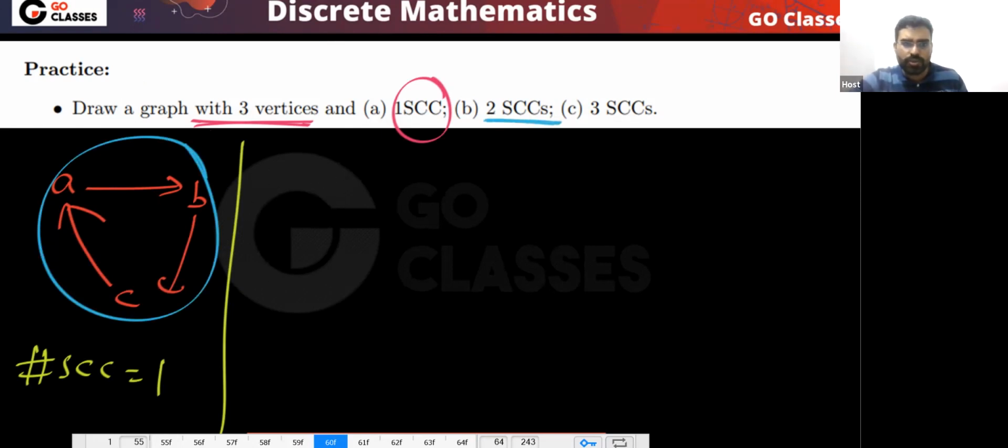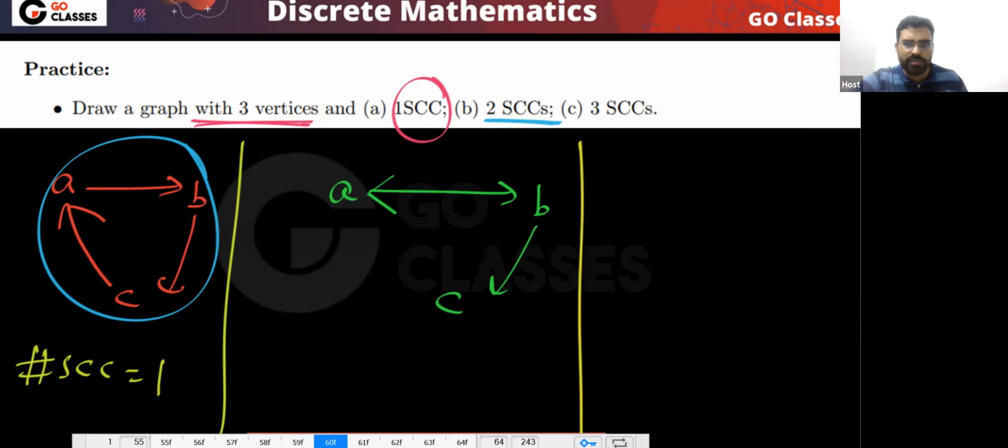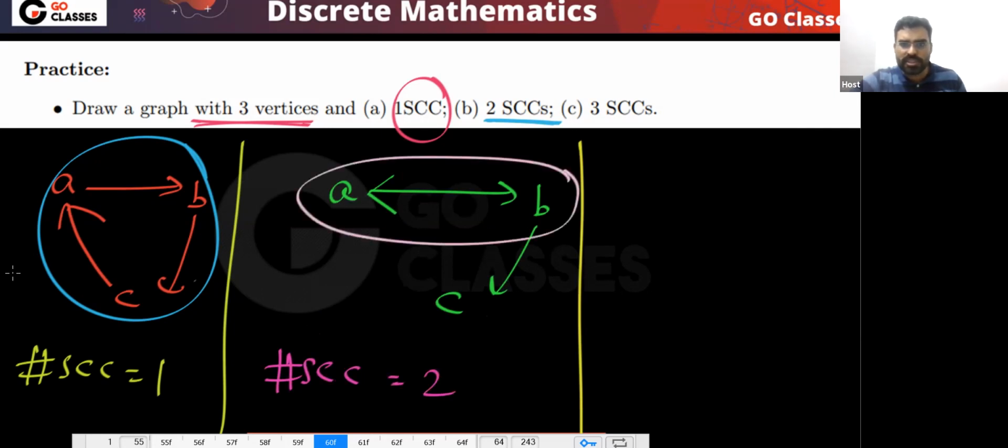Okay, 2 strongly connected components. Can you draw a graph which has 2 strongly connected components? A, B, like this, C. In this graph, how many strongly connected components do you have? The number of strongly connected components is 2. This is a strongly connected component, and this is a strongly connected component.